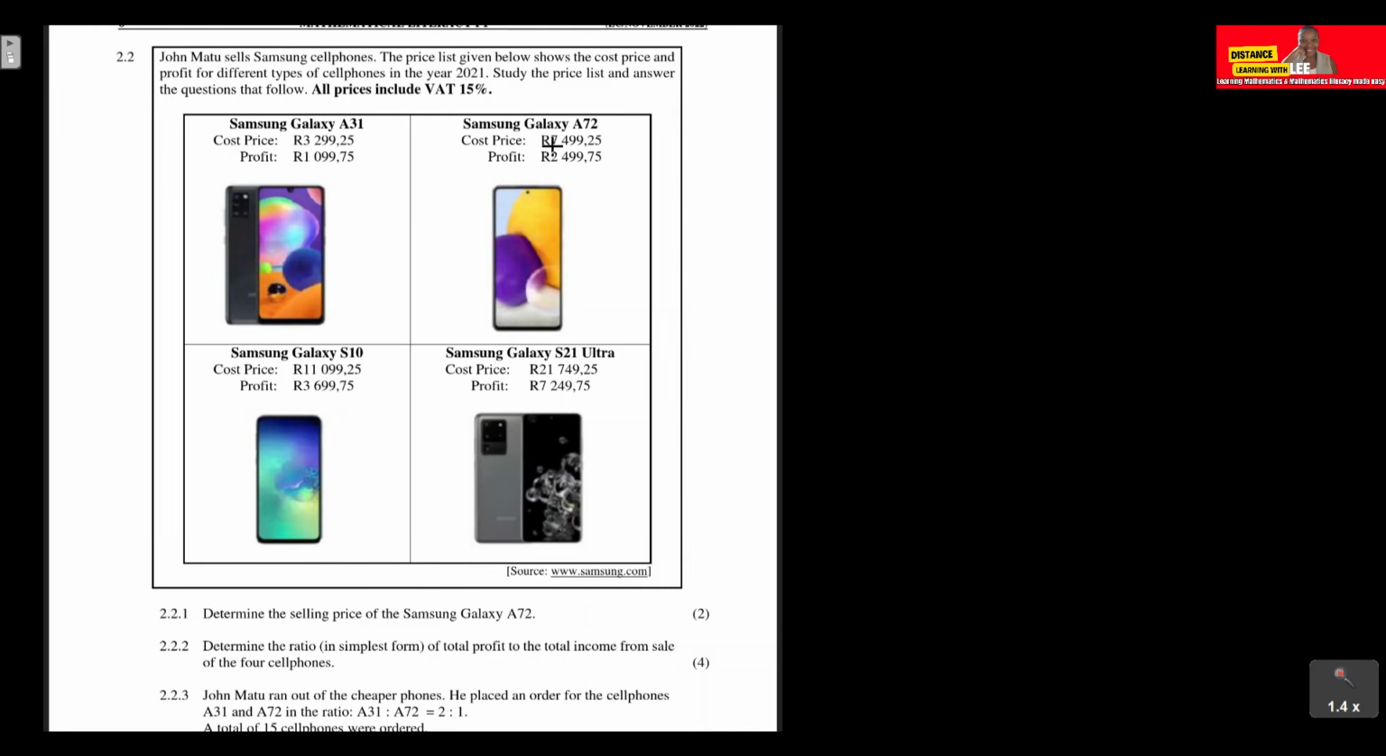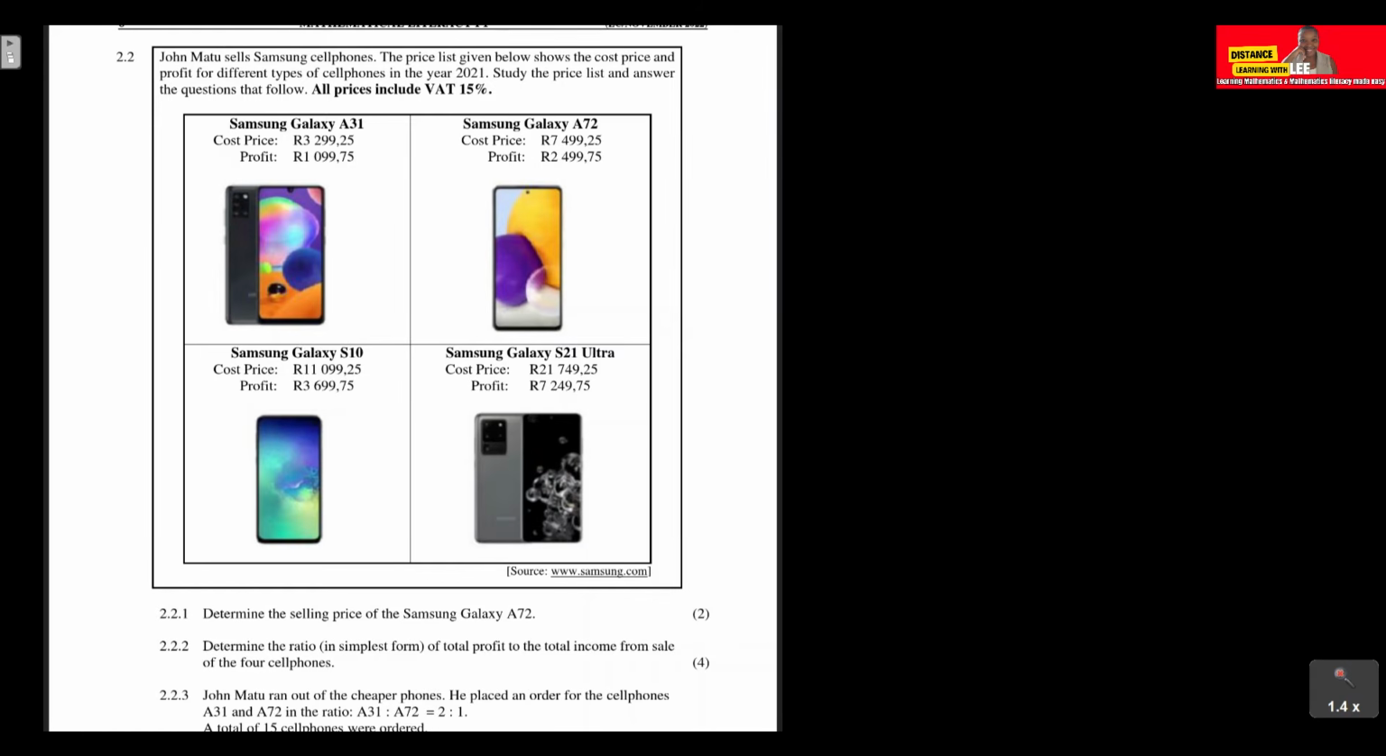We're given the Samsung Galaxy S10, and we're given the cost price. The cost price contains the expenses that are included for him to come up with the price of selling that phone. So that is what the cost price is. And then we are given the profit that he makes from selling the phone.